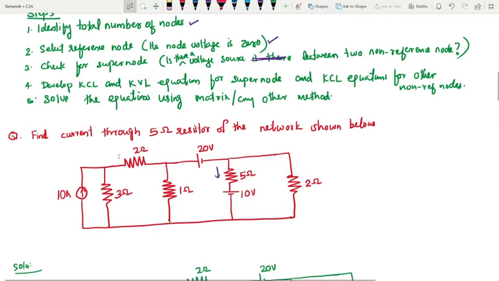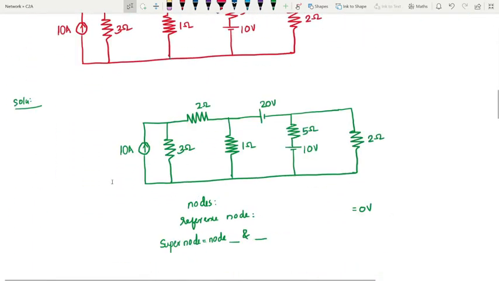Coming to the solution, this is the network. How many nodes are there? This is the first node, node 1. This is node 2. This full line is another node, and we can take any point within this line. Say I am marking node 4 here. Since it is the reference, I am marking ground. So this is node 4, and the total number of nodes is 4.